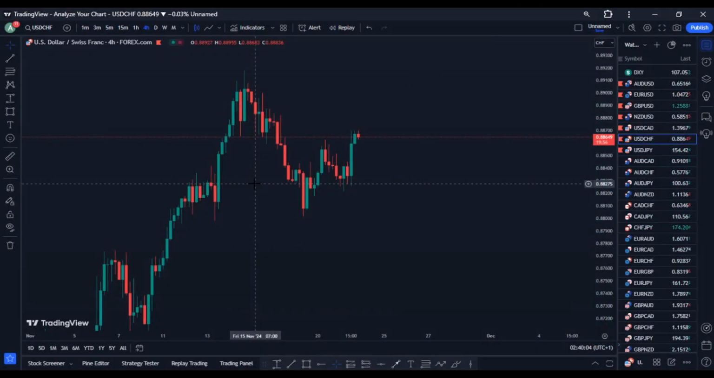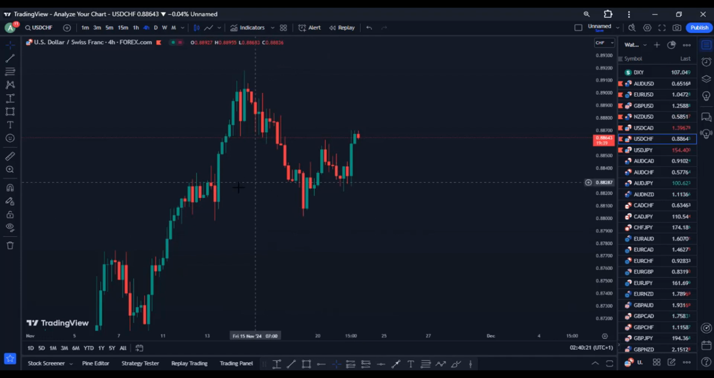Now, in this section of the video, we are going to be going deeper into the three risk management strategies that I mentioned in the previous section. I mentioned number one, position sizing, number two, take profit and stop loss orders, then number three, risk reward ratios. So, we are going to talk about position sizing first.